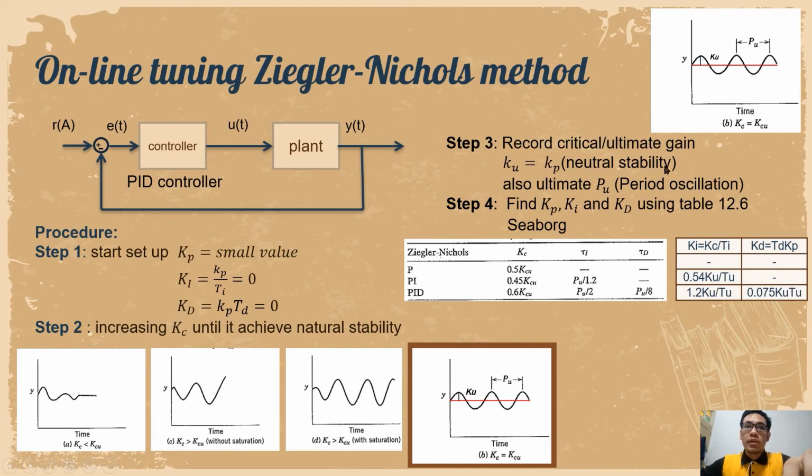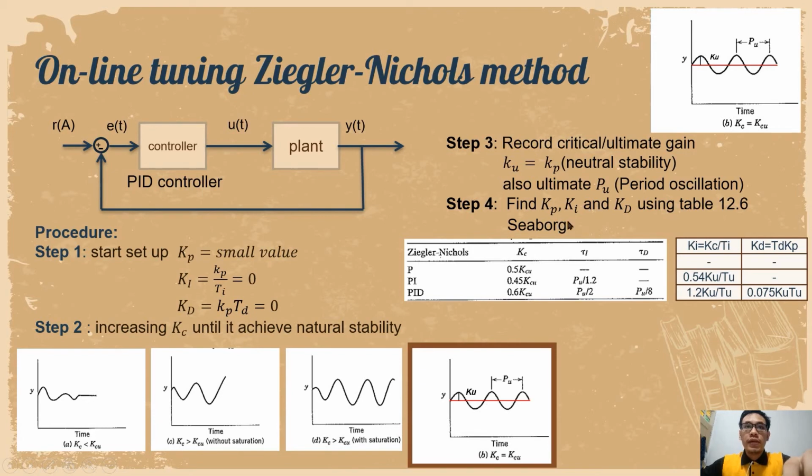The third step is to record the ultimate gain and ultimate period. Ku is the ultimate gain, which is the numerical value of Kc that produces continuous cycling. Pu is the ultimate period, which is the period of the corresponding sustained oscillation.